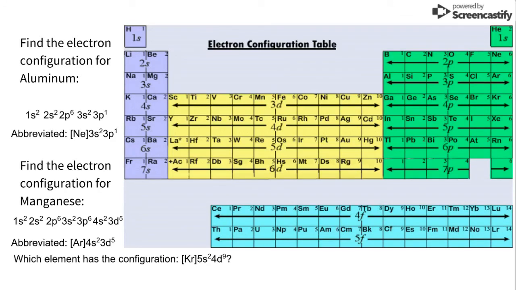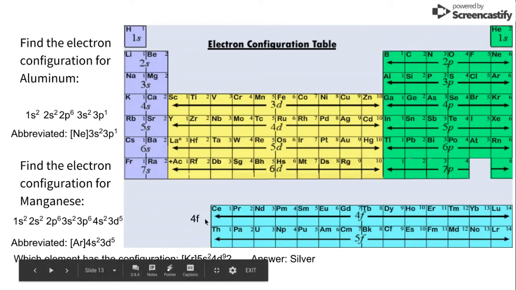This can help us also figure out, if I give you an electron configuration, what element it is the configuration for. What is the element with the configuration of krypton, then 5s2 and 4d9? Well, I just have to find krypton right here. What comes after is 5s2, 4d9. I just count over 9 boxes. 1, 2, 3, 4, 5, 6, 7, 8, 9. This is the electron configuration for silver. Remember, down here on the lanthanides and actinides, we have 4f and 5f.